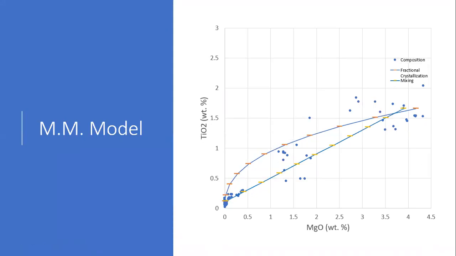So that's where we can use the magma mixing model to compare to the fractional crystallization model. And this does a better job at explaining how these middle compositions were formed through magma mixing.